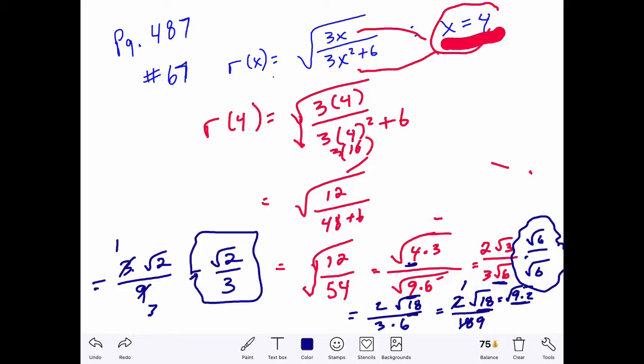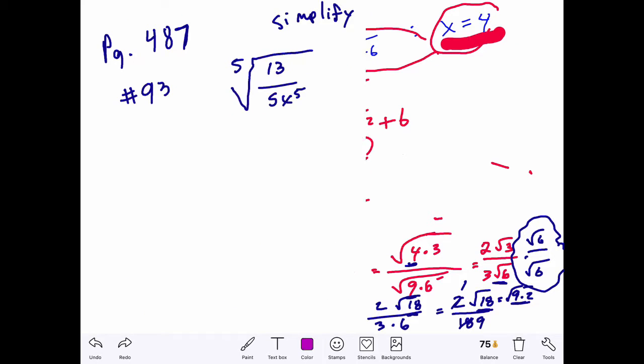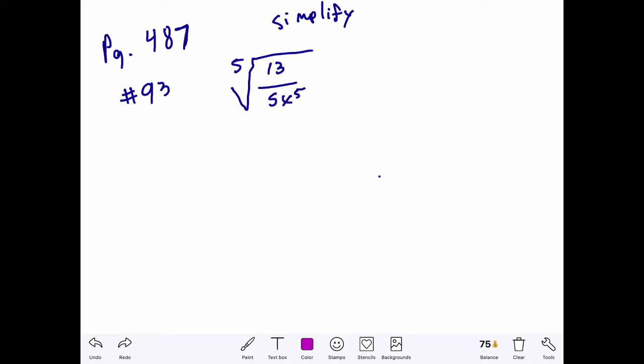Okay, so when you're asked to plug in, just plug in and do your best simplifying, looking for perfect squares hiding in there, and then escaping those from the radical, rationalizing, do anything we need to do to simplify our radicals. Okay, let's look at one more problem here, page 487, number 93, and let's try and simplify here the 5th root of 13 over 5x to the 5th.